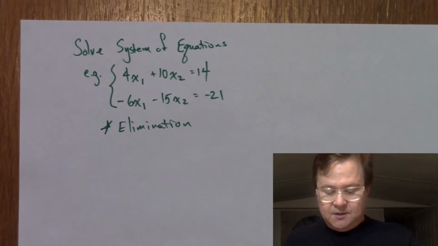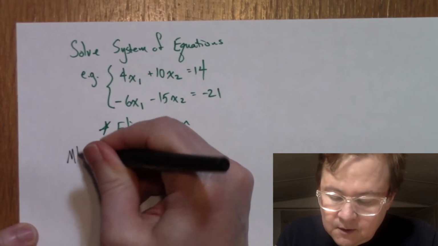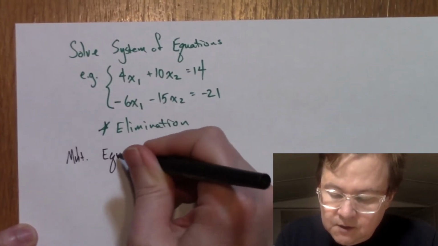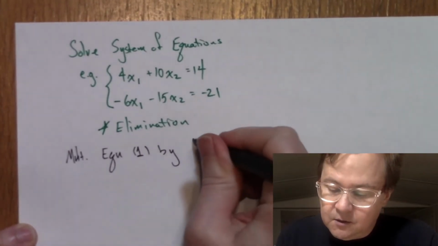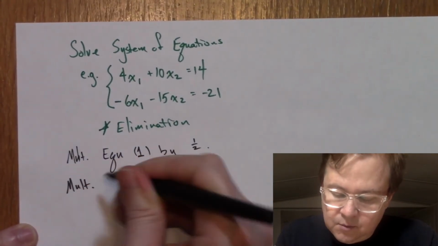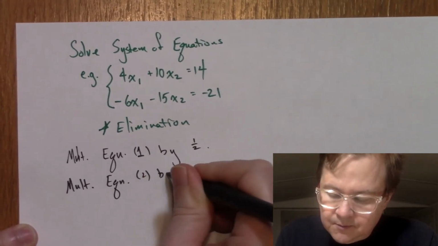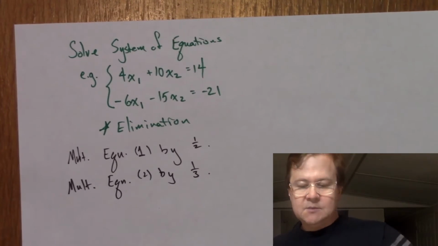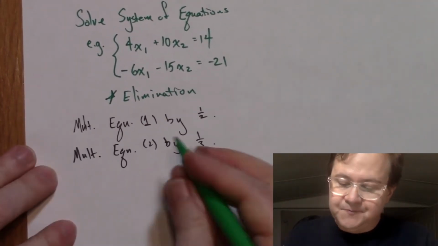So I think what I'm going to do in this case is multiply equation 1 by 1/2, and I'm going to multiply equation 2 by the number 1/3. And simplifying is always a good idea. Let's see what this does to the problem.